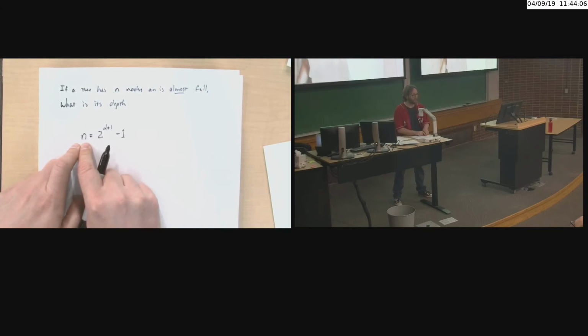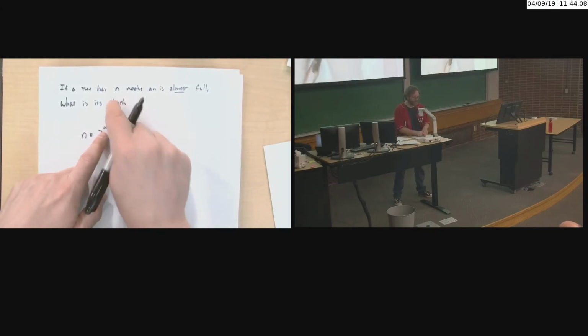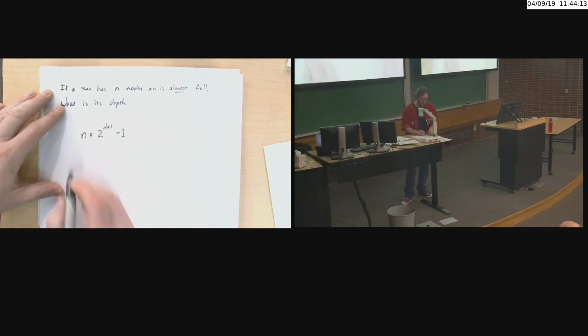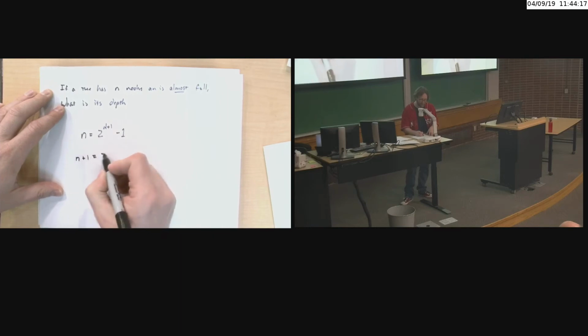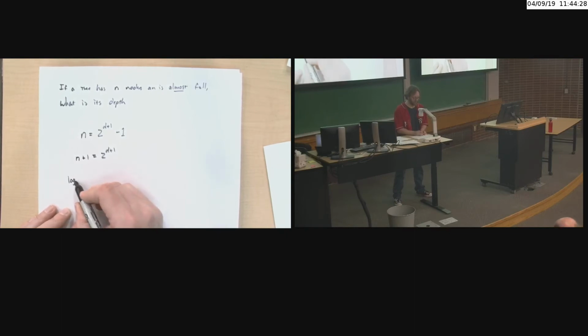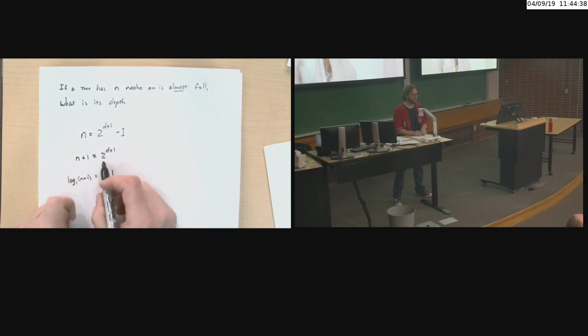If I'm given n, and this is n, what I'm asking for here is what's its depth? I need to solve for d. So all I need to do is go n plus 1, take 1 onto the other side, is equal to 2 to the d plus 1. Now, how do I get rid of this 2 so that I can play around with d? What do I do to the left side, or both sides? Log base 2 of n plus 1 is equal to d plus 1. I just took the log of both sides to get rid of that 2.